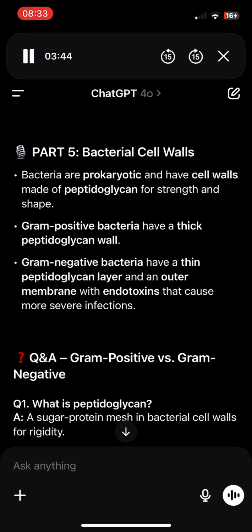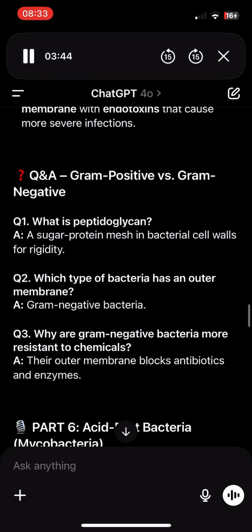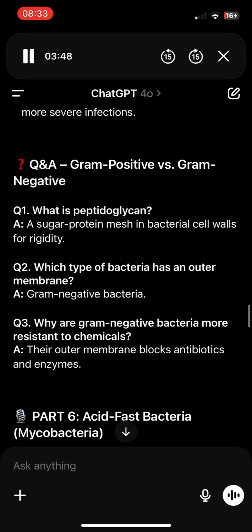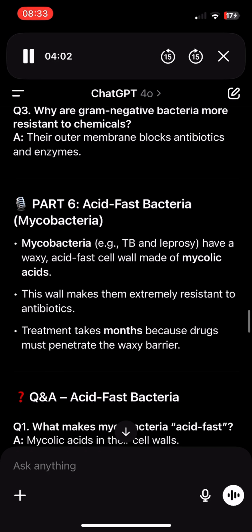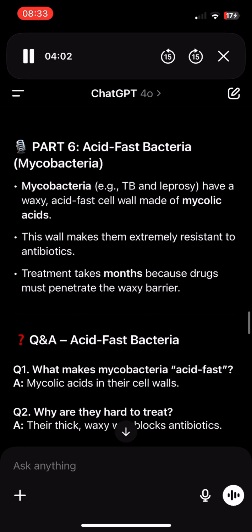Q&A. Gram-positive versus gram-negative. Q1. What is peptidoglycan? A. A sugar-protein mesh in bacterial cell walls for rigidity. Q2. Which type of bacteria has an outer membrane? A. Gram-negative bacteria. Q3. Why are gram-negative bacteria more resistant to chemicals? A. Their outer membrane blocks antibiotics and enzymes.